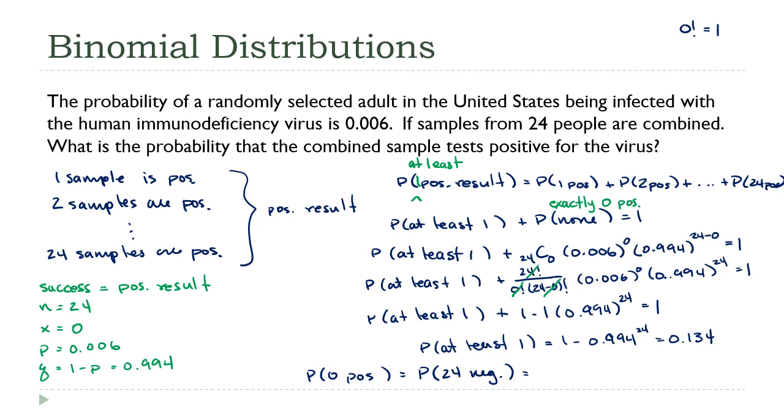That's the probability that the first sample is negative and the second sample is negative and the third sample is negative and so on. And we know how to do an and probability. You just multiply all the probabilities together. In this case, they're all the same: 0.994 times 0.994 out to 24 times. And that is just 0.994 to the 24th power. So it's consistent. In situations where the binomial situation matches up with what we know about existing probability problems, we're getting the same answer, which is always good to see.